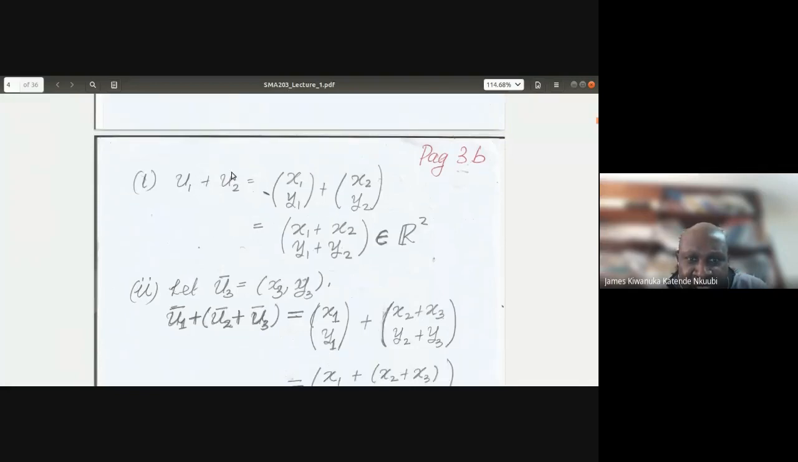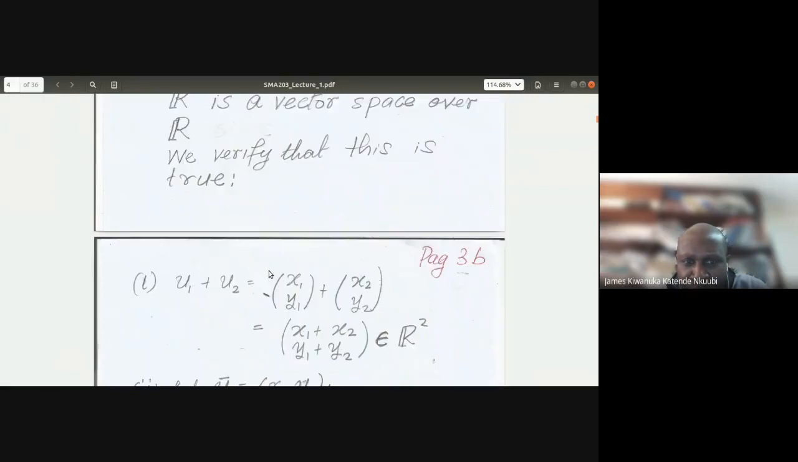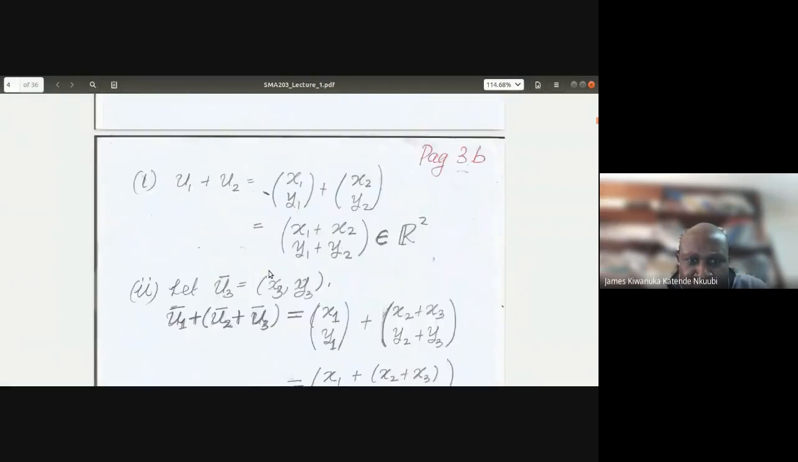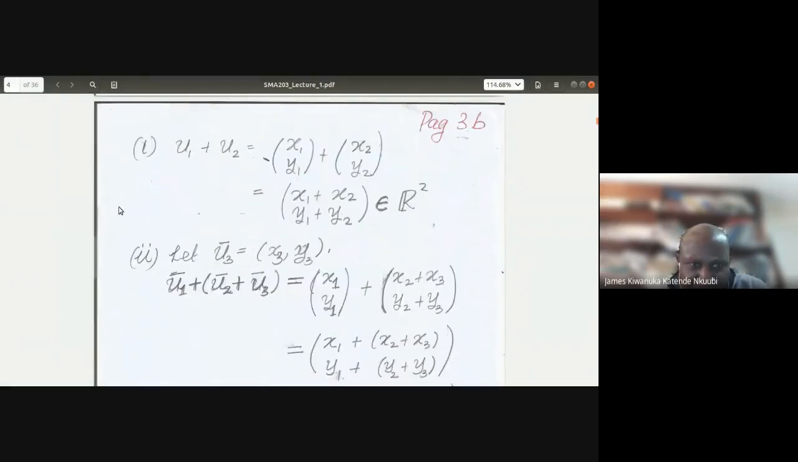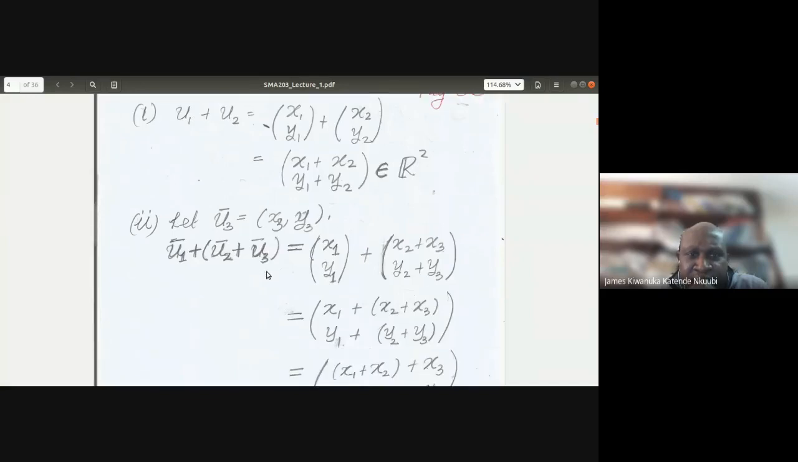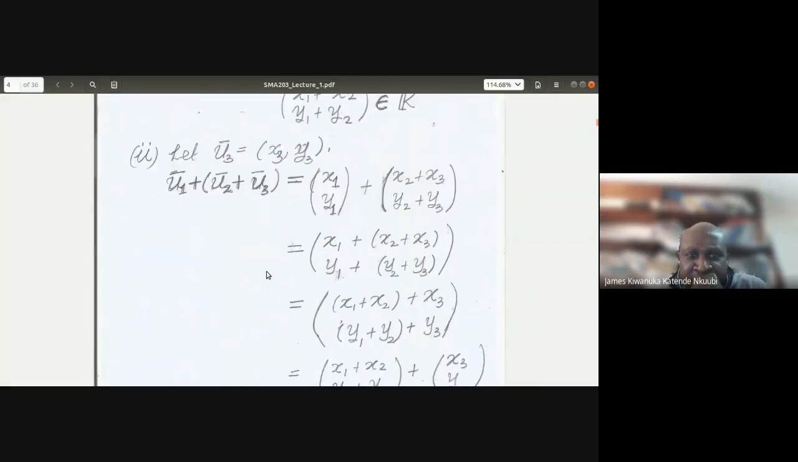So let's verify that R2 is a vector space. Already this was checked: if you add any two vectors in R2, you will get another vector in R2. This should be u1 and u2. Then the second property is just to check that addition of vectors is associative.